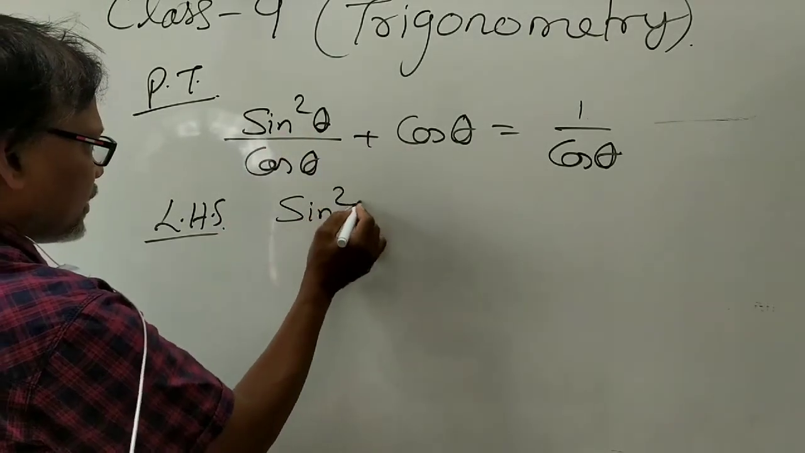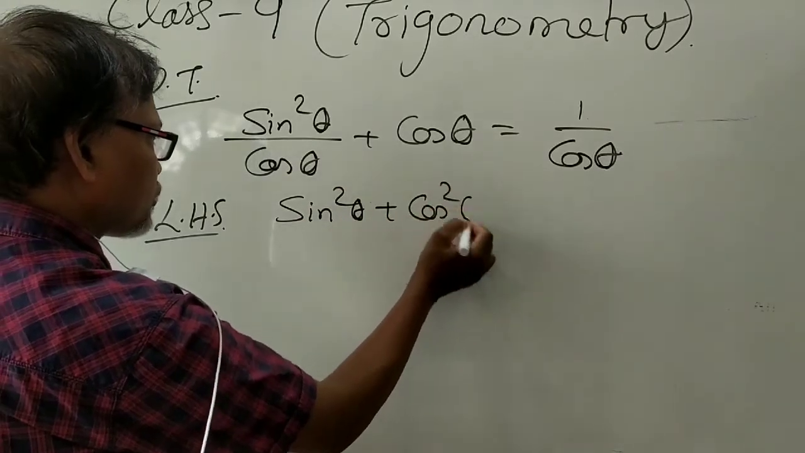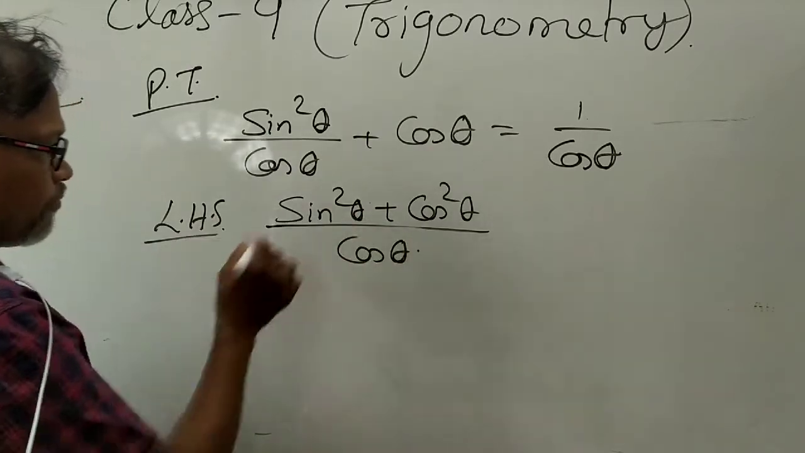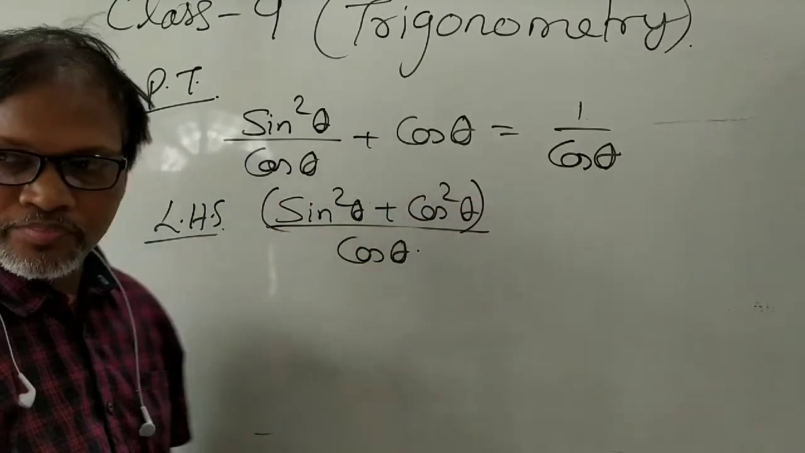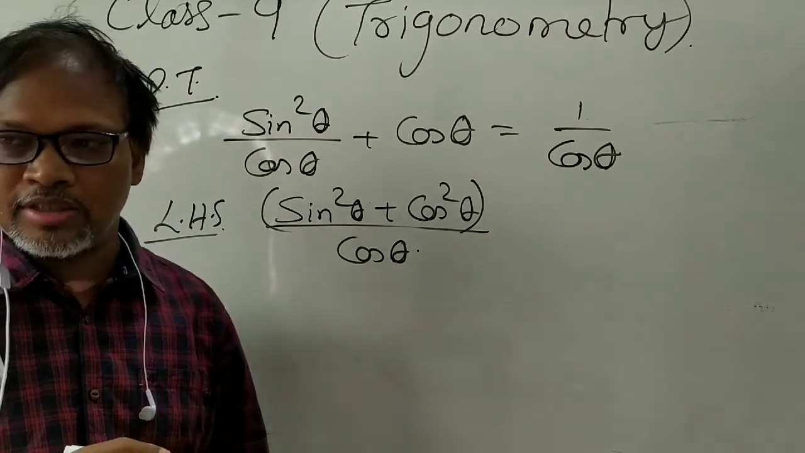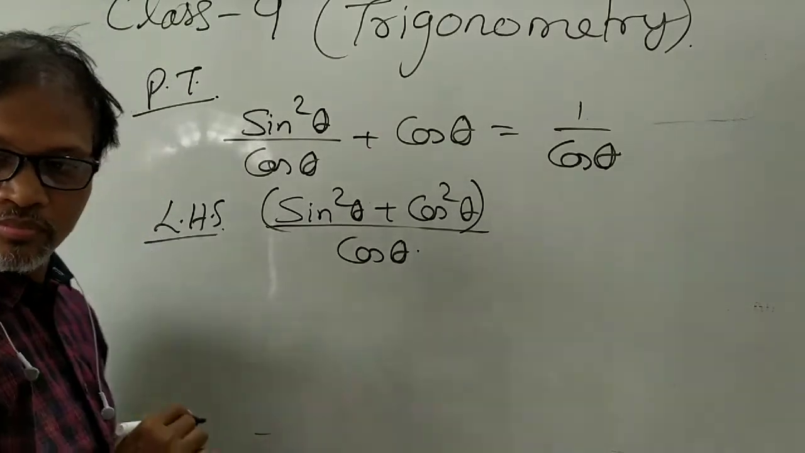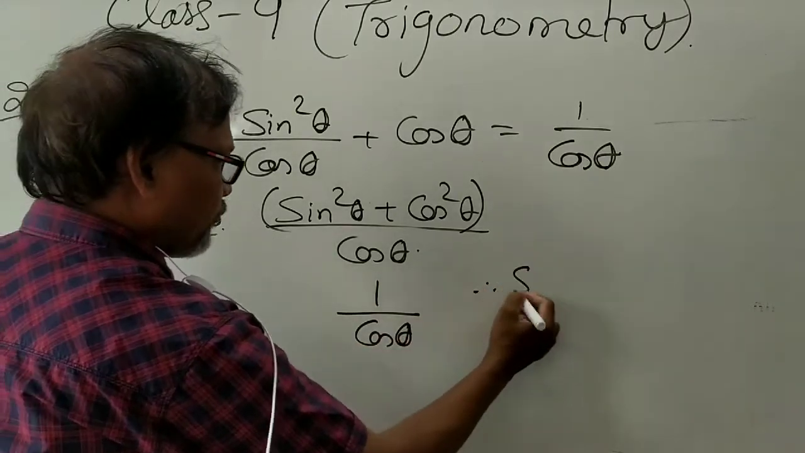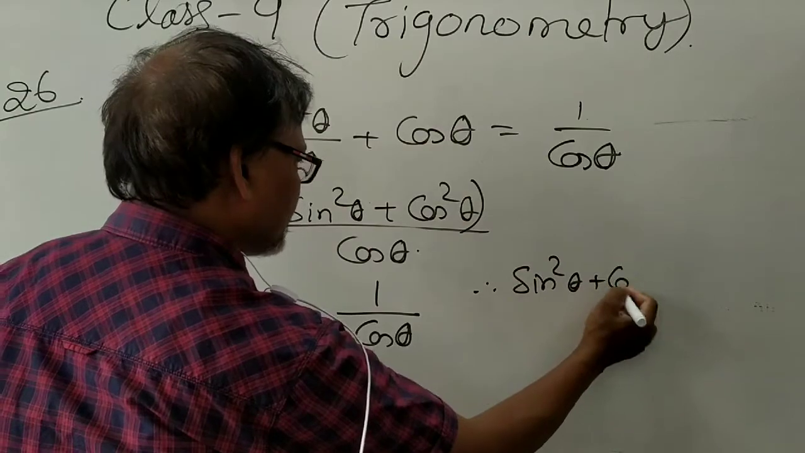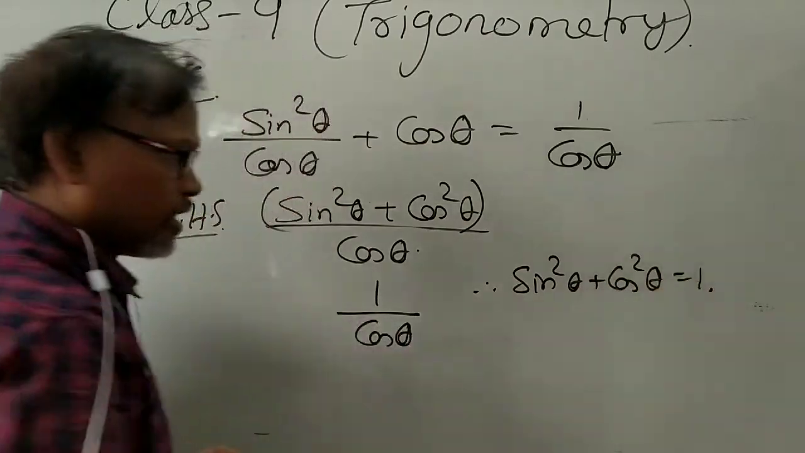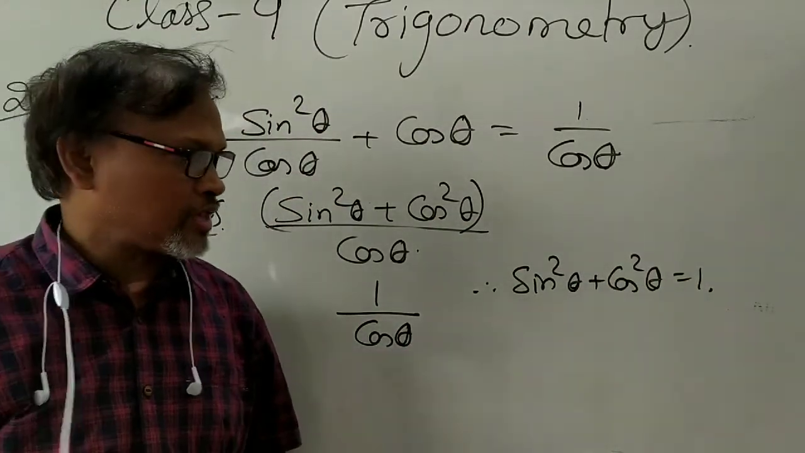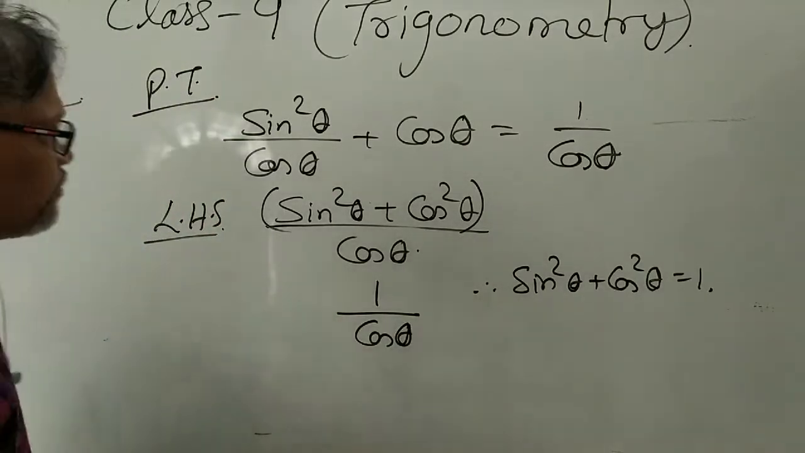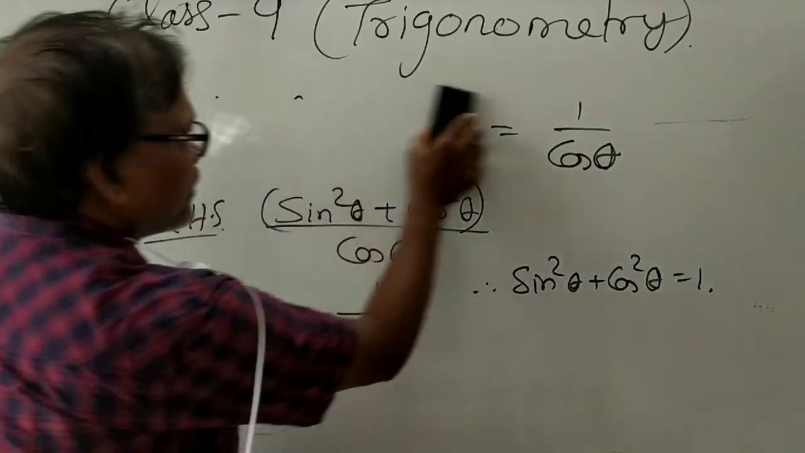तो LCM लेंगे तो क्या आएगा? That is cos square theta, because cos theta you multiply here and then the whole is over cos. And do you know this formula? Sin square theta plus cos square theta is equal to 1, upon cos theta. This is the identity you have in the 26 formulas. The first identity is sin square theta plus cos square theta is equal to 1. So by this way you can show.